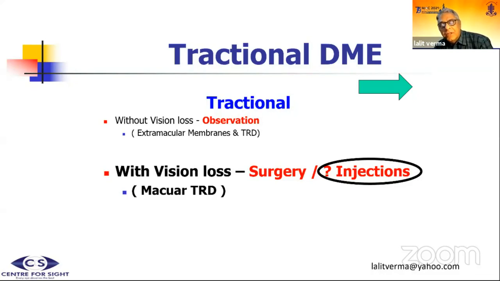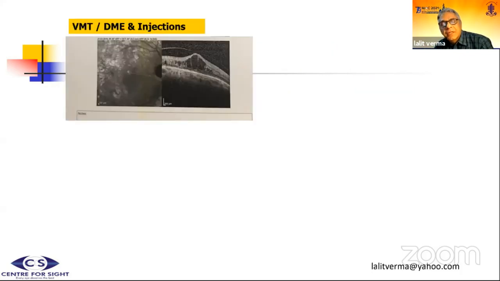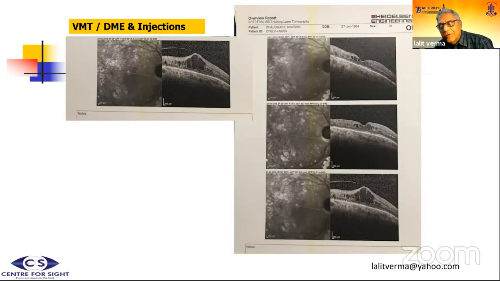Coming to other traction edema where there is visual loss, sometimes people may still try injection. So therefore, I've written query injection. Surgery is more definitive in such patients. So this is one example where this patient had edema, and already had some laser also. There was some evidence of VMT also. So I did give injection in such a patient, and there is resolution of edema, and the patient did not require surgery, although this patient had multiple injections and laser also.